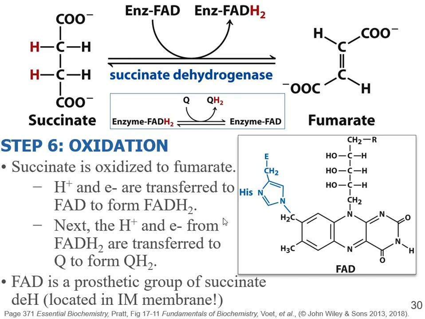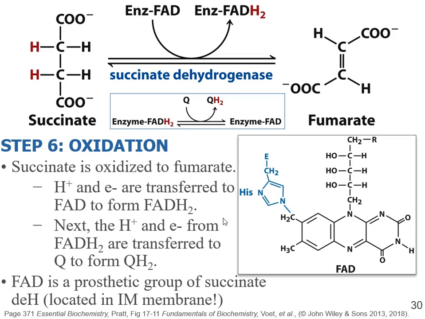The next step that will happen is the protons and electrons will be transferred from FAD to coenzyme Q to form QH2. That's why in some of the diagrams of the citric acid cycle that you see, sometimes they'll say FAD and sometimes they'll say QH2. But FAD is formed as part of the prosthetic group of the succinate dehydrogenase. It accepts the electrons and protons first and then transfers them to Q to form QH2.